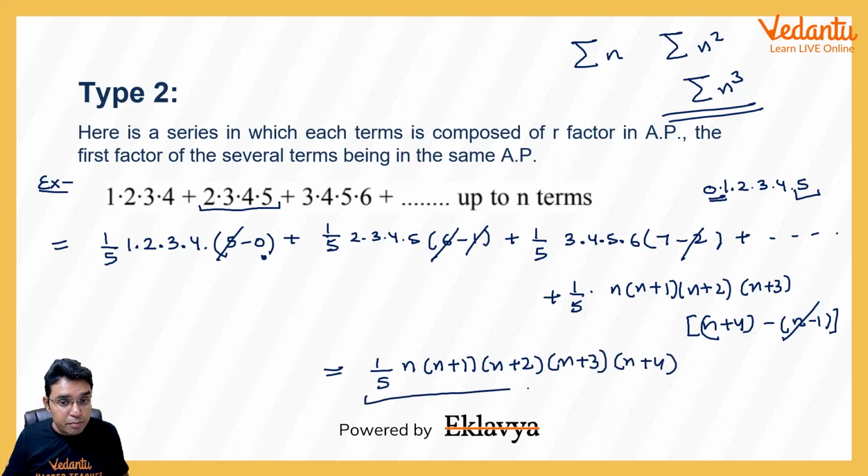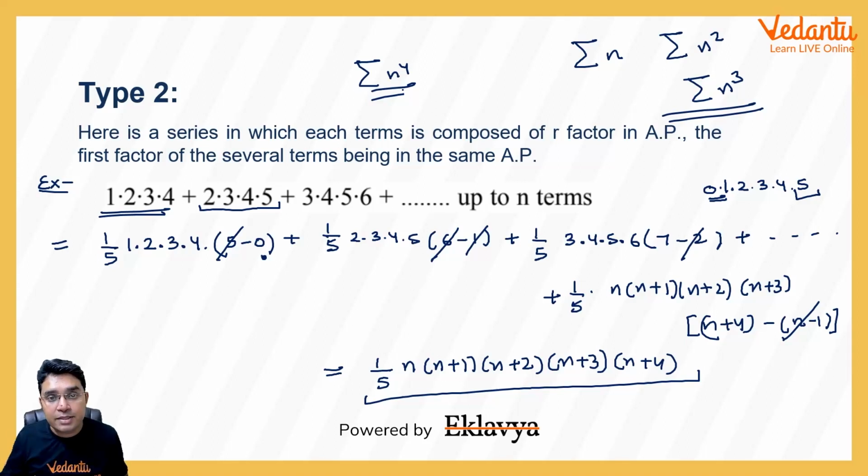So I think this is much easier than using sigma n square, sigma n cube. In fact, in this particular question, you will require sigma n power 4 also, which is not there in our syllabus directly. But if you are going to do this by the method of sigma n square, sigma n cube, then you have to use this result also, which you will have to derive yourself. So this is how you can do it.